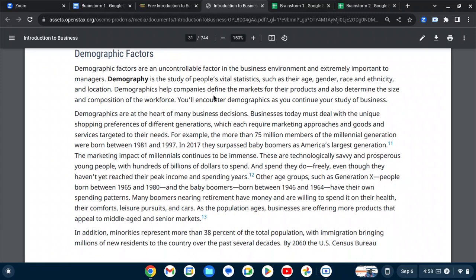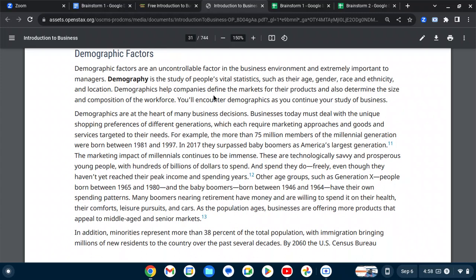In 2017, they surpassed baby boomers as America's largest generation. The market impact of millennials continues to be immense. These are technologically savvy and prosperous young people with hundreds of billions of dollars to spend. And spend they do freely, even though they haven't yet reached their peak income and spending years.